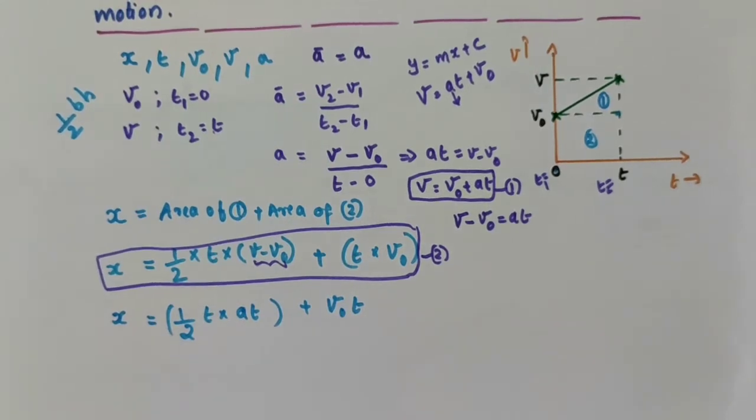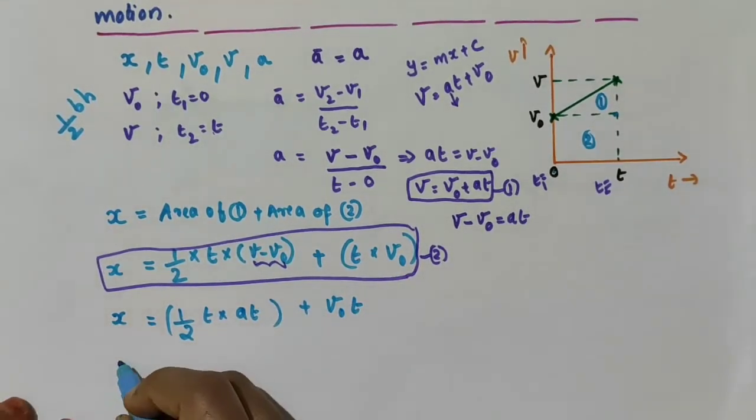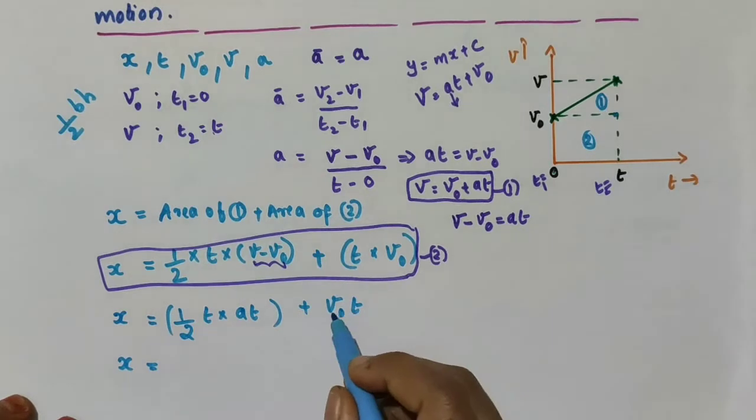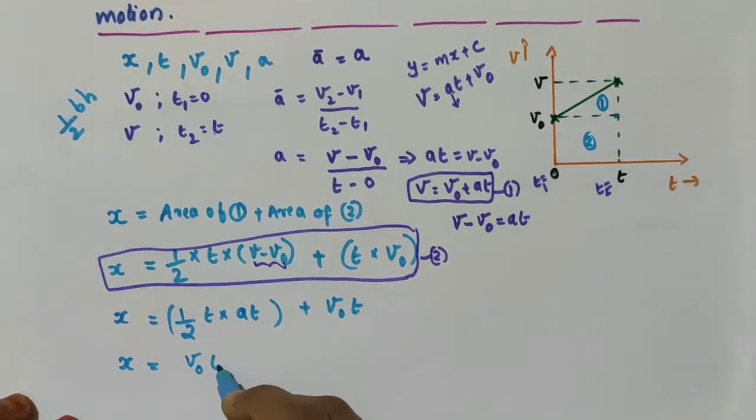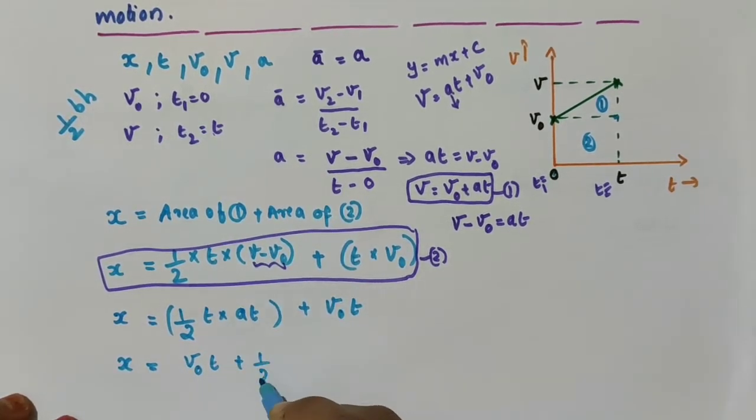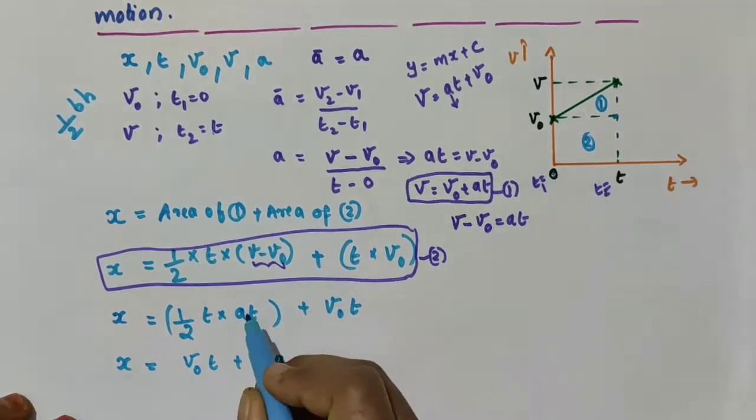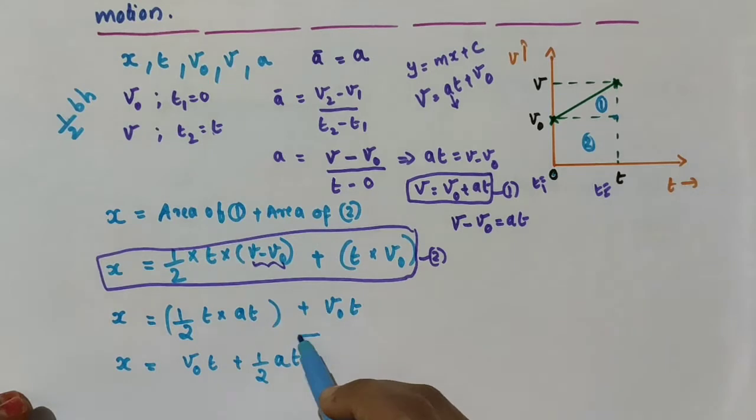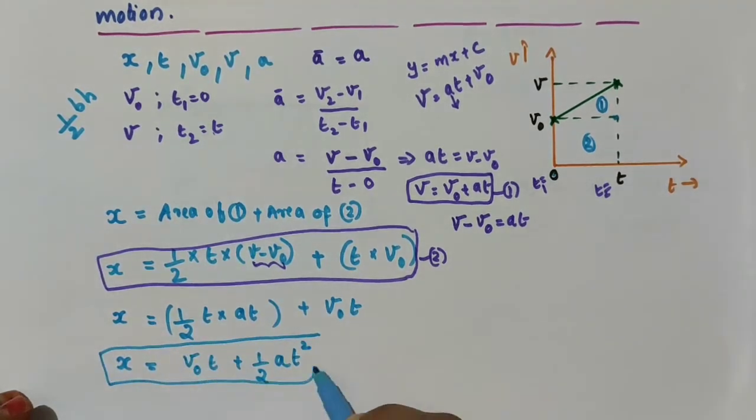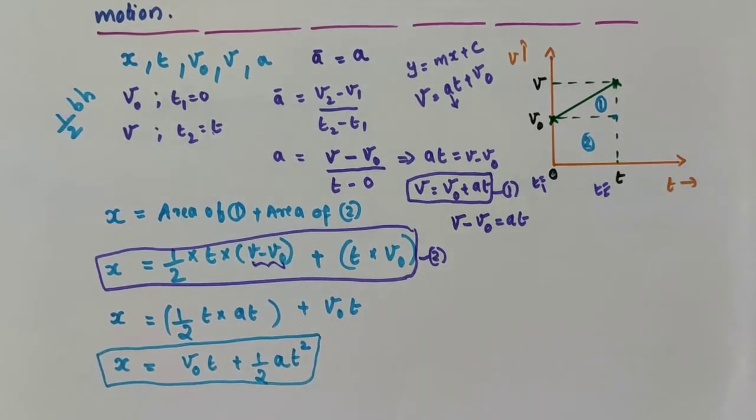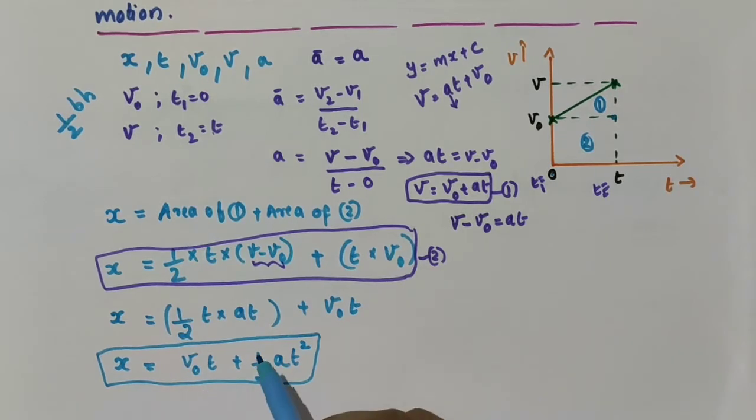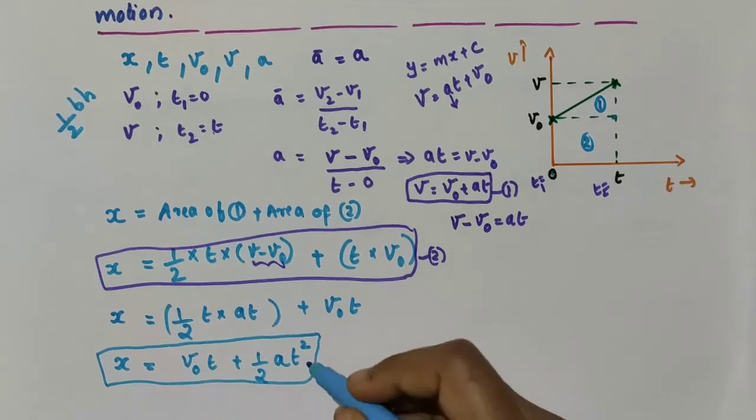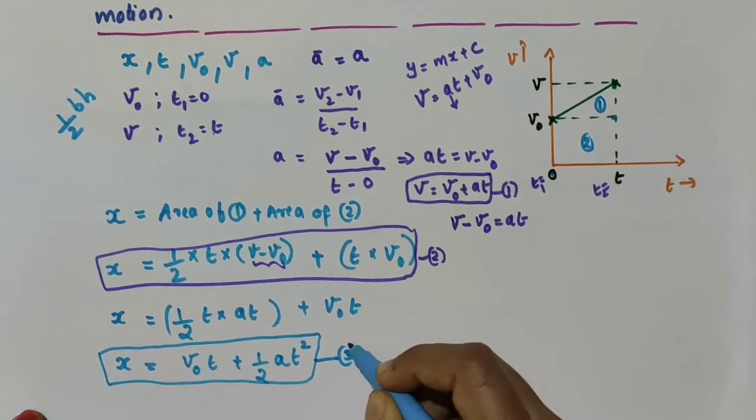Alright, now you see I'm just rearranging this expression, that's all. I'm writing this term first. So V0 into T plus half into A into T into T, that is T square. Okay, so we are getting the expression for the displacement X as X is equal to V0T plus half AT square. I am taking this as equation number 3.